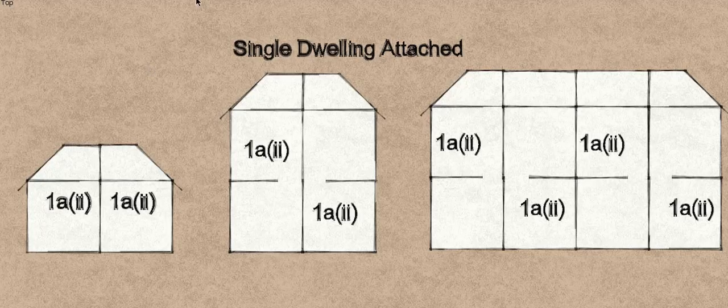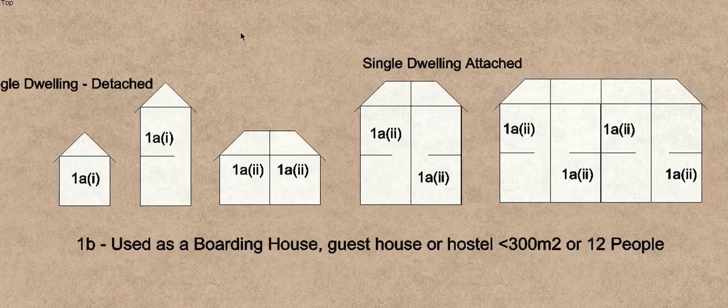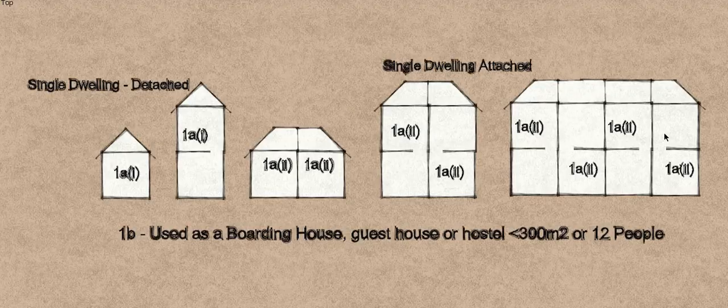Now class 1B is still the same types of buildings or dwellings. It's just the way that it's used that differs. If these dwellings are being used as a boarding house, a guest house, or a hostel, and they're less than 300 square meters or less than 12 people staying in that building, then they're classified as class 1B.